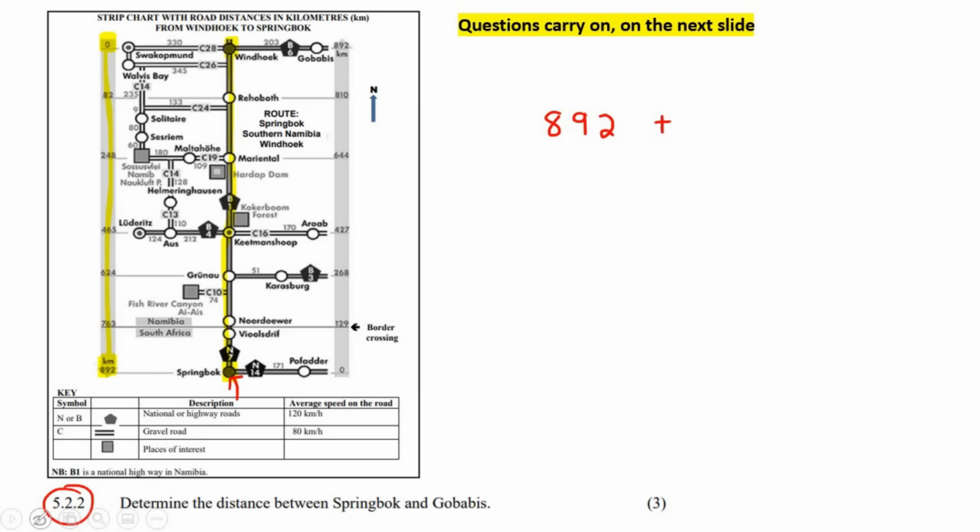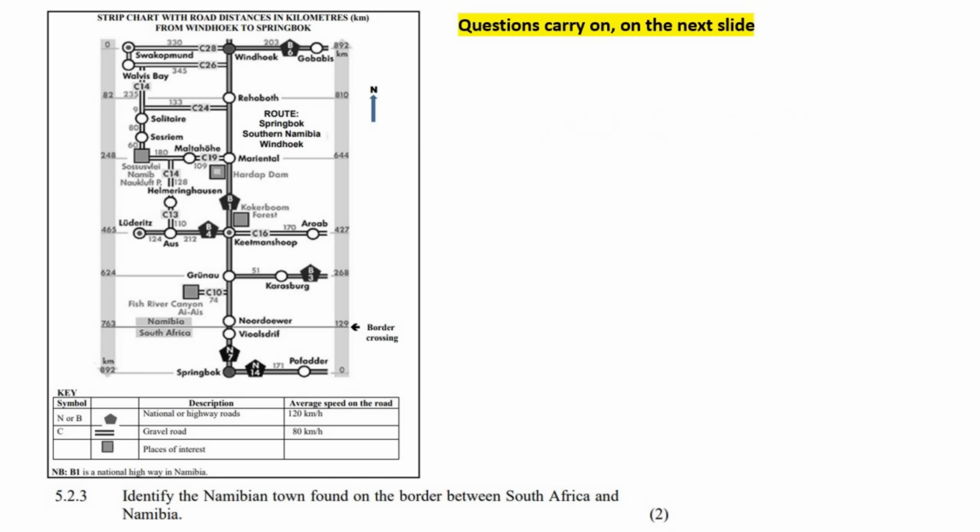And then you also have to drive this piece from Windhoek to Gobabis, which is 203 kilometers. You see how it says here, 203. So we're going to say 203. And so if you add those together, it'll be 1,095 kilometers. This question says, identify the Namibian town found on the border between South Africa and Namibia.